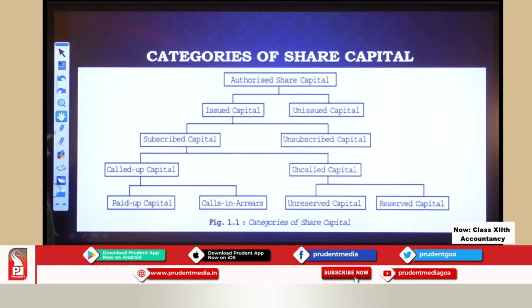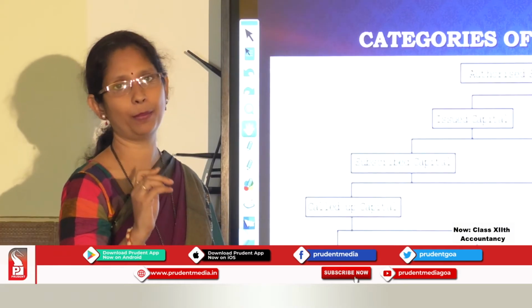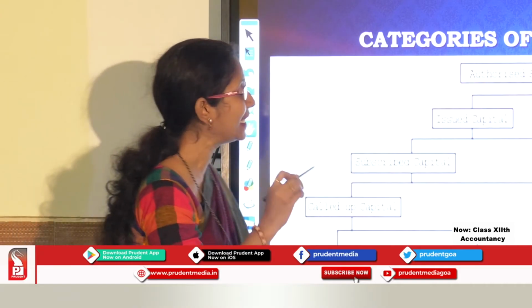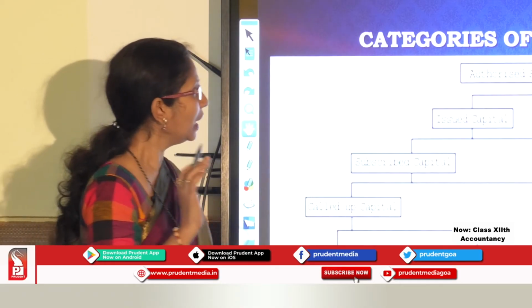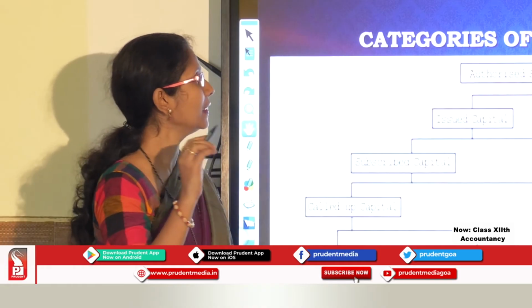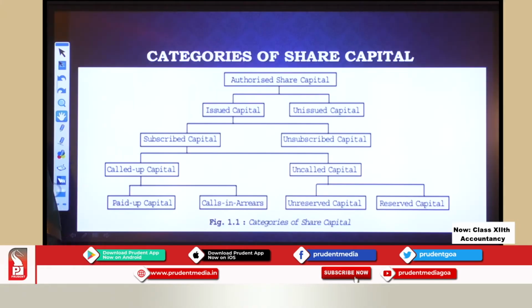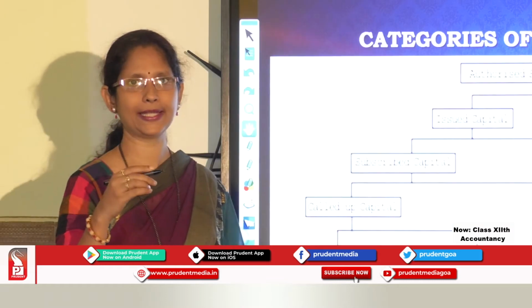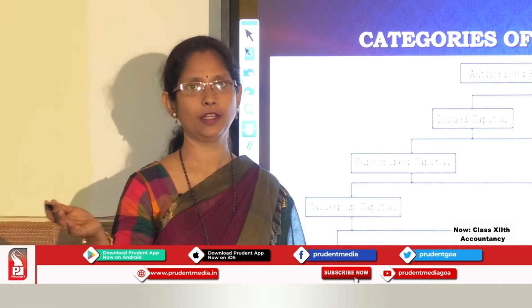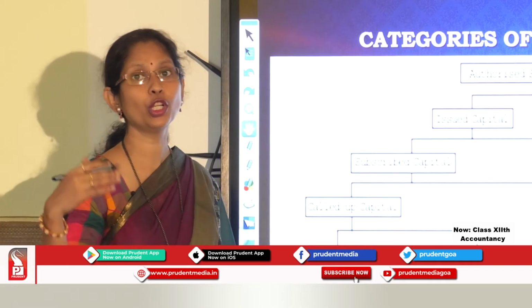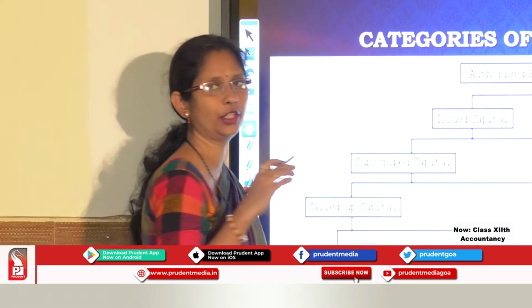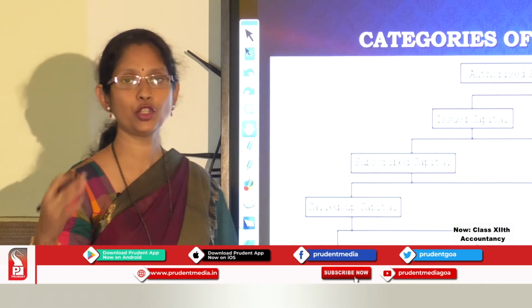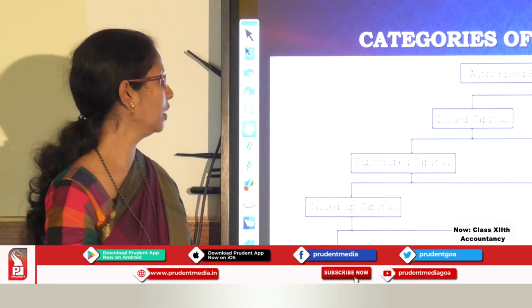Authorized share capital. This is the capital with which the company is registered. It is the maximum capital that the company can raise throughout its lifetime. Now supposing the registered capital is say 5 lakhs. Doesn't mean company has to issue all the shares to public at one go. Company will decide as and when to issue the shares. So the shares that are issued to the public for subscription is called as issued capital. Issued capital is the capital which is issued to the public for subscription.